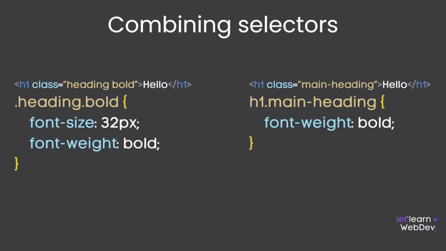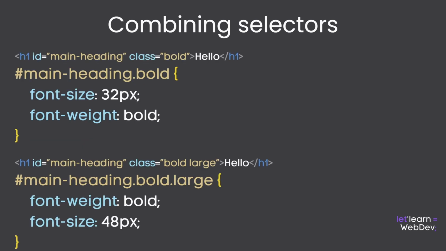We can also combine selectors for more specific targeting. For instance, we can style elements that have both classes by chaining our class selectors together. On the right, you can see how we mix a HTML tag with a class. This style applies specifically to H1 elements that also have the class of main heading.